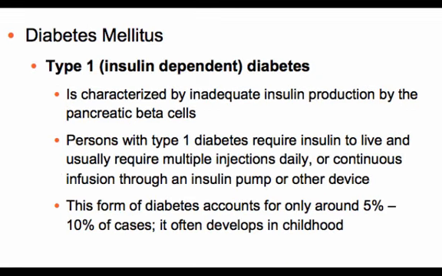Type 1 diabetes is also called insulin-dependent diabetes. This condition is characterized by an inadequate production of insulin by the pancreas. Persons with type 1 diabetes require insulin to live and usually require multiple injections daily or continuous infusion through an insulin pump. This form of diabetes accounts for only 5 to 10% of cases, and it often develops in childhood.